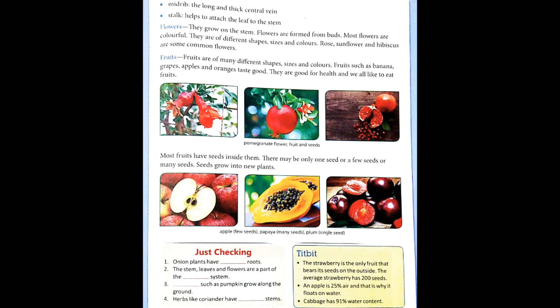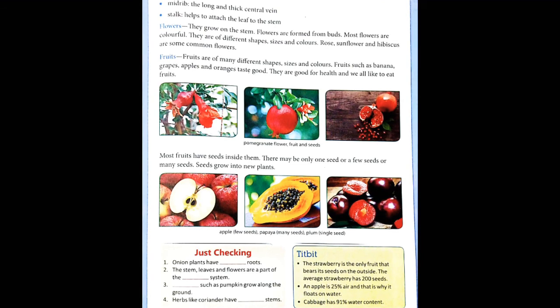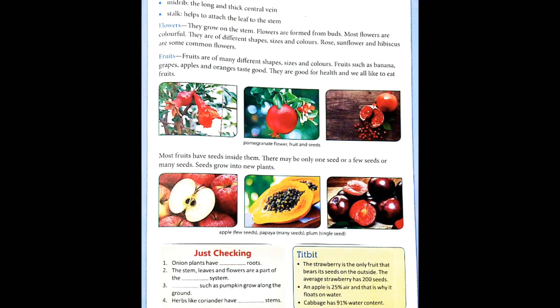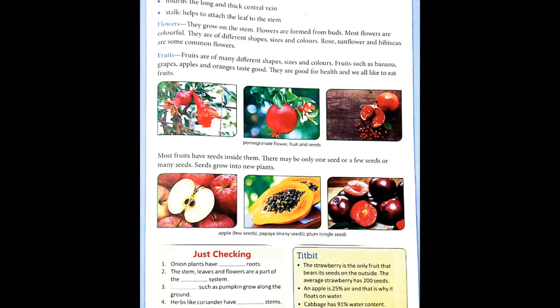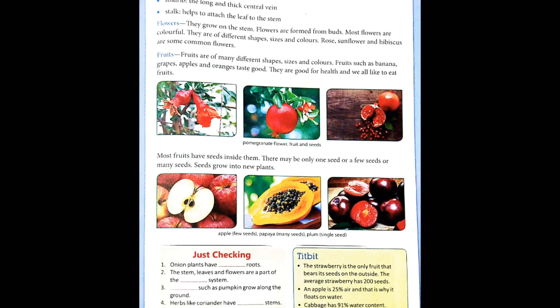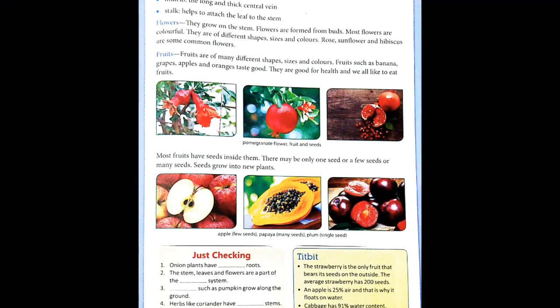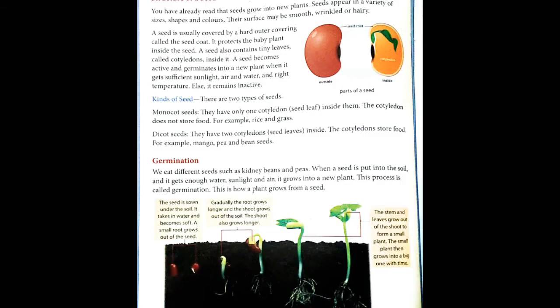Onion plants have fibrous root. The stem, leaves and flowers are a part of the shoot system. Number 3. Creepers such as pumpkin grow along the ground. Number 4. Herbs like coriander have soft stems. So answer will be soft stems. Seeds grow into new plants.